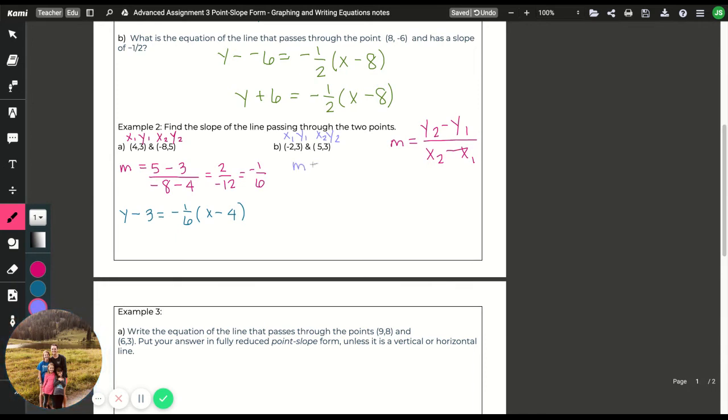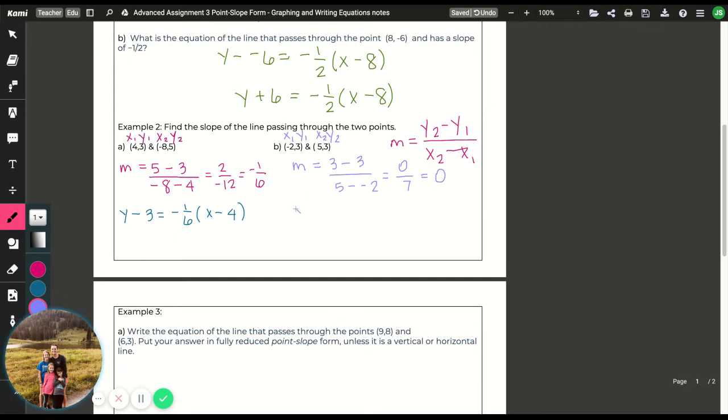So the slope is equal to y2 is 3 minus y1 is 3 over x2 is 5 minus x1 is negative 2. 3 minus 3 is 0. And then this turns into plus, so this is 5 plus 2 is 7. Right? So 0 divided by anything is 0. If I have 0 pizzas divided amongst 7 friends, how many do you each get? You each get 0. So that's your slope.